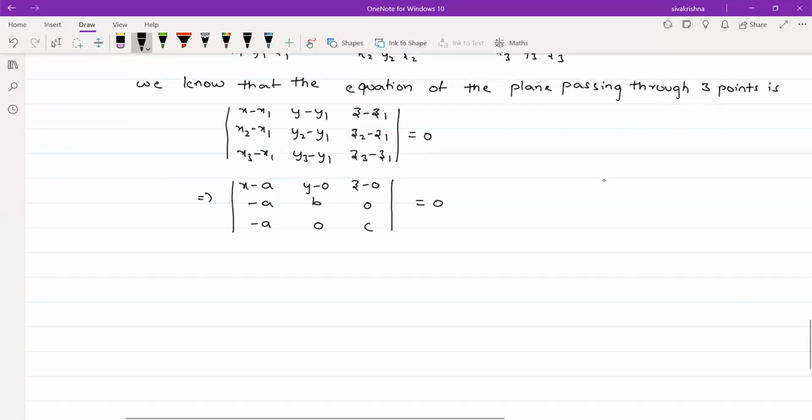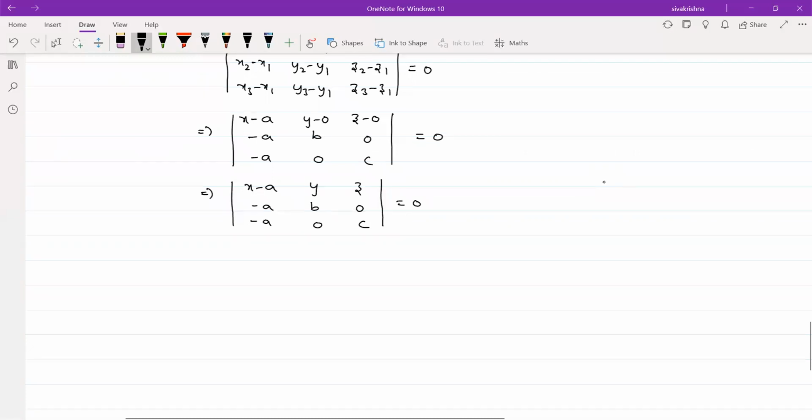So once again we have to expand the data. I am writing x minus a as x minus a, whereas y minus 0 means y and z minus 0 means z, and the remaining elements as usual: minus a, b, 0, and minus a, 0, c, is equal to 0. Now we have to expand this 3 by 3 determinant. Once again I am going to expand the determinant along the first row.